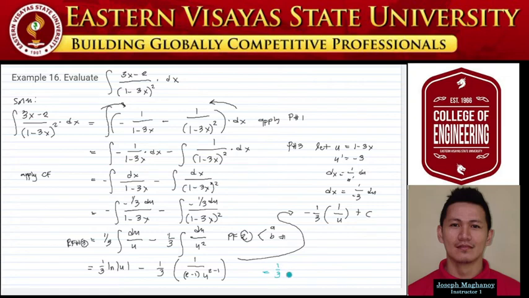So 1/3 ln absolute value of our U, which is 1 minus 3x, minus 1/3 times 1 over 1 minus 3x plus C. Or simply, we can rewrite our final answer here at the top: 1/3 ln of absolute value 1 minus 3x minus 1/3 over 1 minus 3x plus C. So that is your final answer.